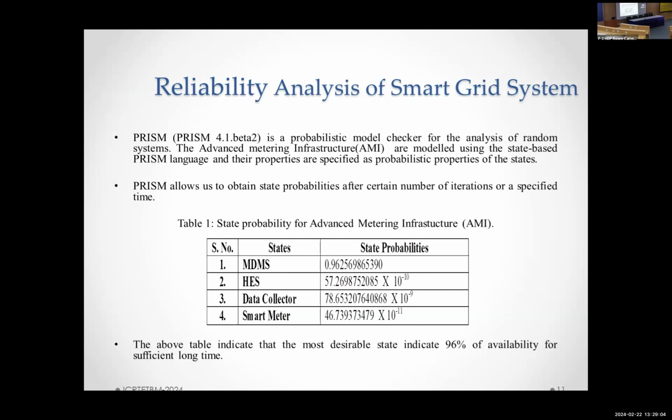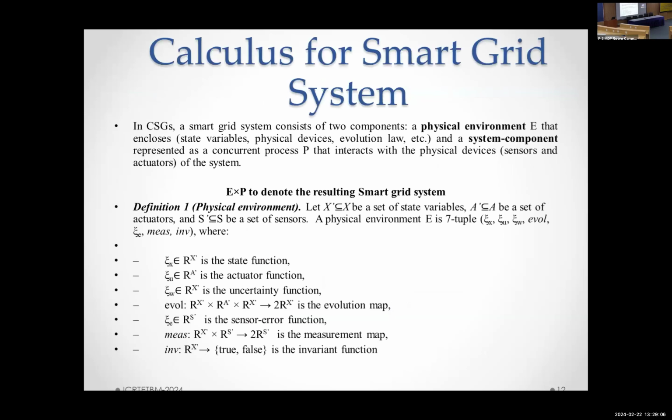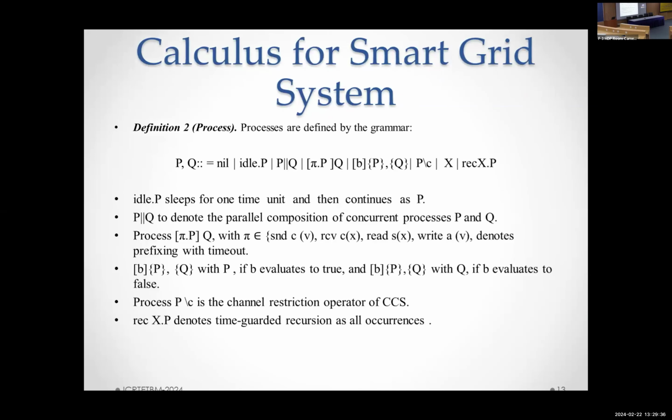The next portion is that we have also represented the calculus for smart grid systems. A smart grid is a part of a cyber-physical system, so it has some physical components and a process calculus portion. Any smart grid or cyber-physical system is represented as E cross P, where E is a physical environment that can be represented with some tuples. These tuples I have defined in this process calculus: the state function, actuators, evolution, and sensor errors. These things we have defined in the physical environment.